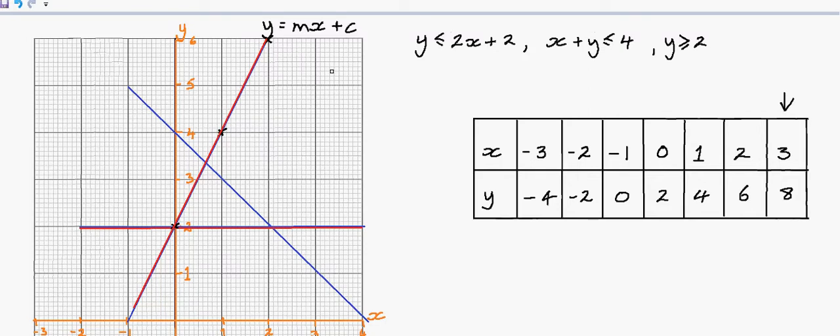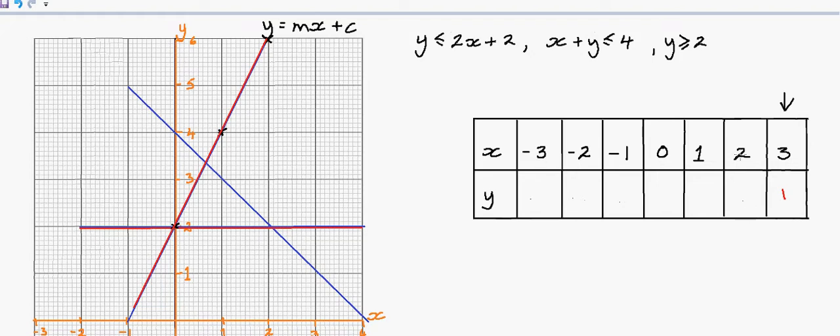Okay, so now we've got x plus y is less than or equal to 4. Now it's not in the form of y equals mx plus c, but we don't really care because it's as easy as this. We go to where x is 3. So 3 plus something must equal 4, or 3 plus 1 equals 4.